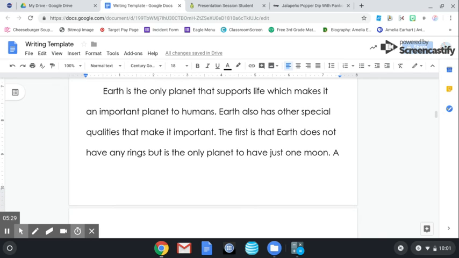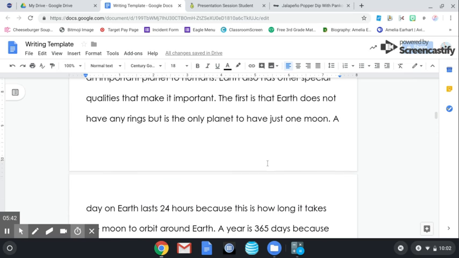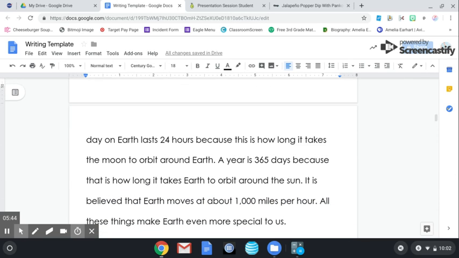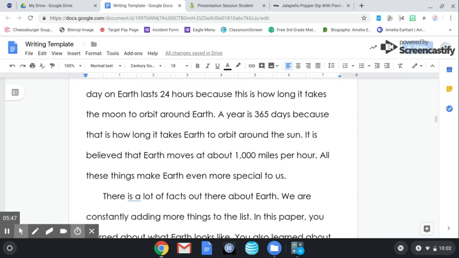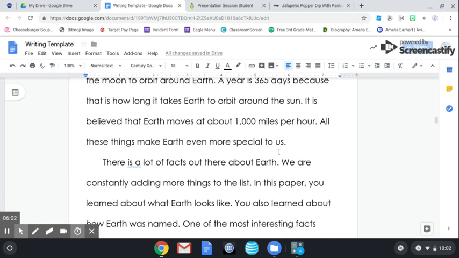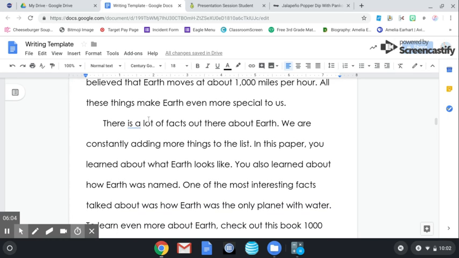Earth is the only planet that supports life, which makes it an important planet to humans. Earth also has other special qualities that make it important. The first is that Earth does not have any rings, but it is the only planet to have just one moon. A day on Earth lasts 24 hours because that is how long it takes the moon to orbit around Earth. A year is 365 days because that is how long it takes Earth to orbit around the sun. It is believed that Earth moves at about 1,000 miles per hour. All these things make Earth even more special to us.